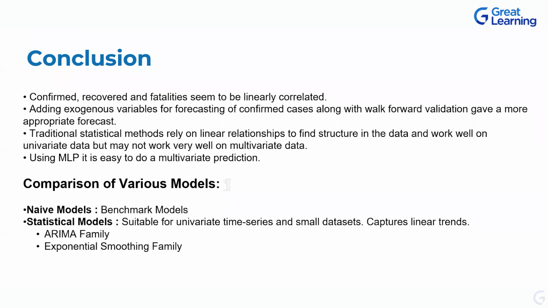Traditional statistical models rely on linear relationships to find structure in data and work well on univariate data, but may not work very well on multivariate. Using MLP, it is easy to do a multivariate prediction. That's what we saw. Comparison of various models: the naive model, which you will generally use as the benchmark model, and statistical models suitable for univariate time series and small data sets. They capture linear trends, the ARIMA family and exponential smoothing family that you have. In ARIMA itself, you have around 10 different variants, ARIMA, SARIMA, VAR, and all that.